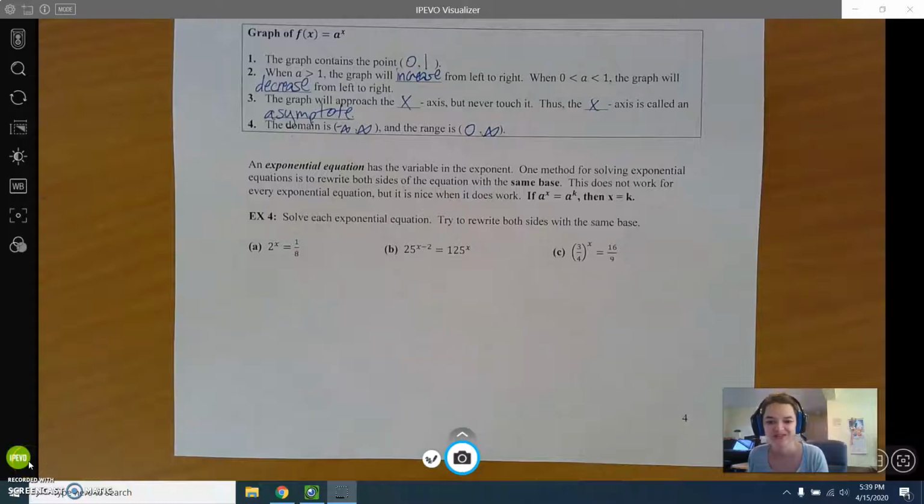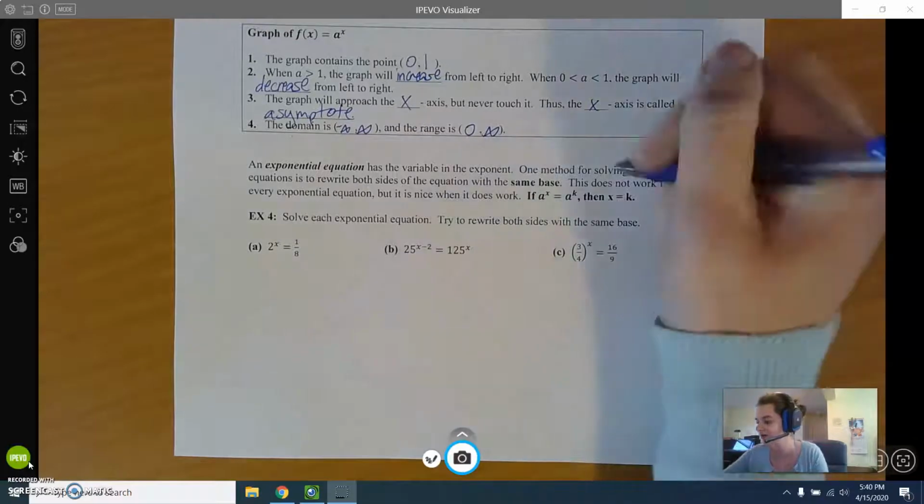Hi everybody, welcome back to our 12.2 notes on exponentials. In this last section, all we're going to be doing is solving equations that are exponential. And for the ones in this section, they're always going to be able to be written with the same base, okay? So it doesn't work for every exponential equation, but it's really nice when it does.